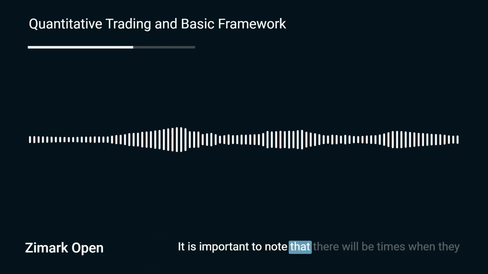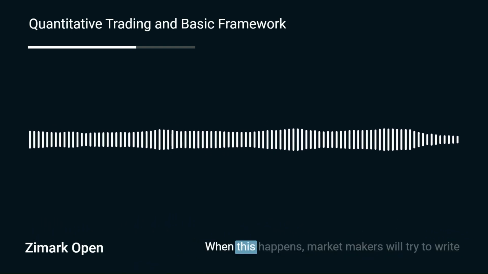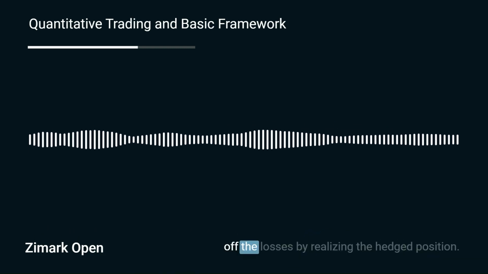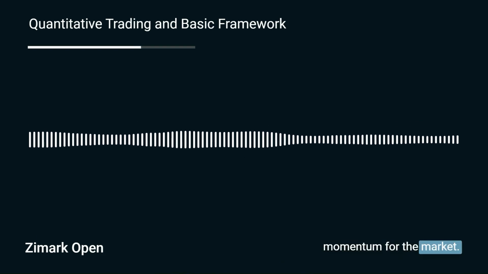It is important to note that there will be times when they incur losses on held positions or fail to hedge the risks. When this happens, market makers will try to write off the losses by realizing the hedged position. Those actions will create short-term momentum for the market.